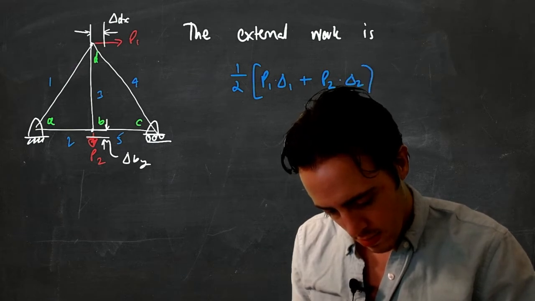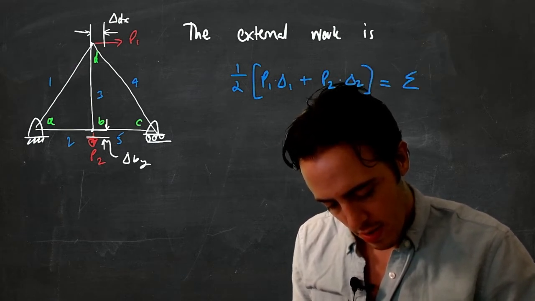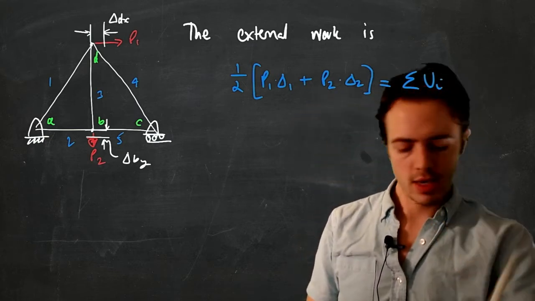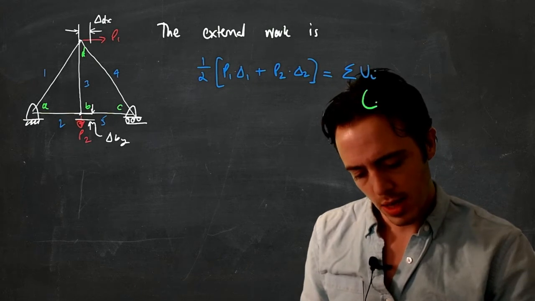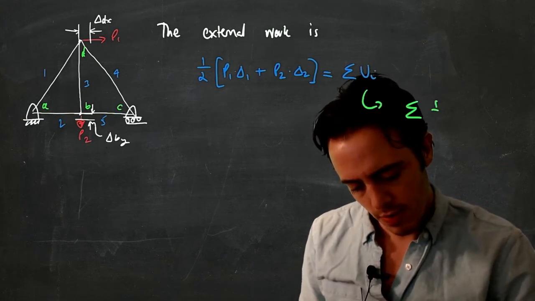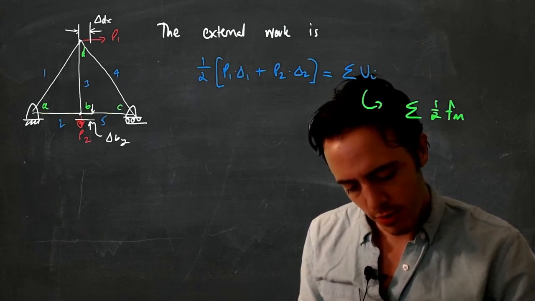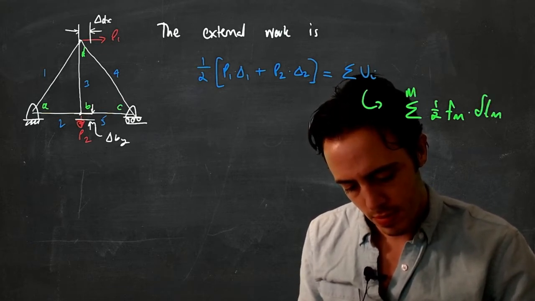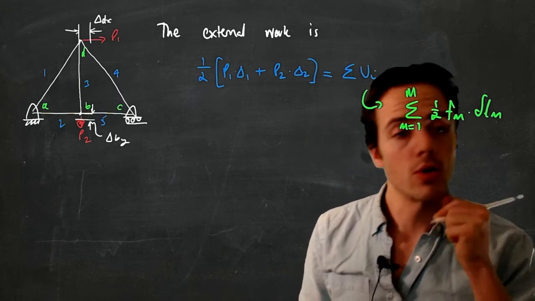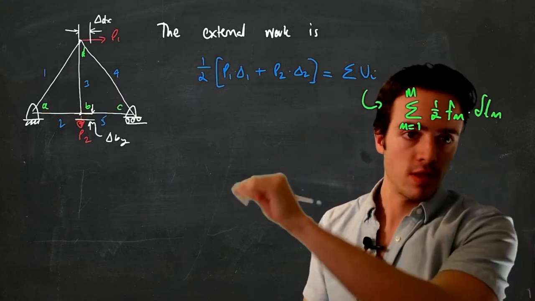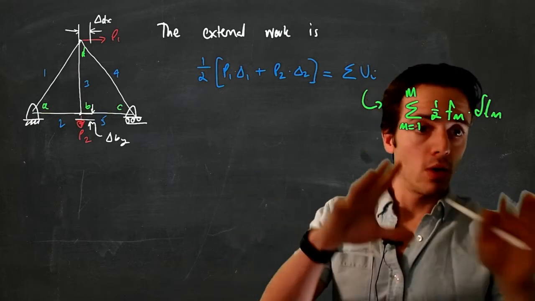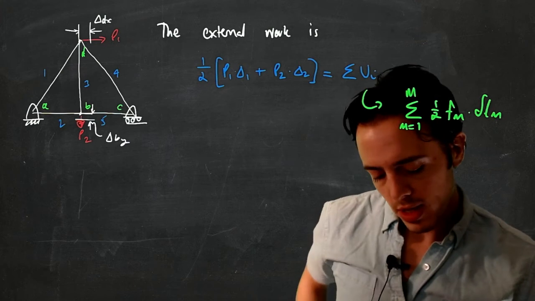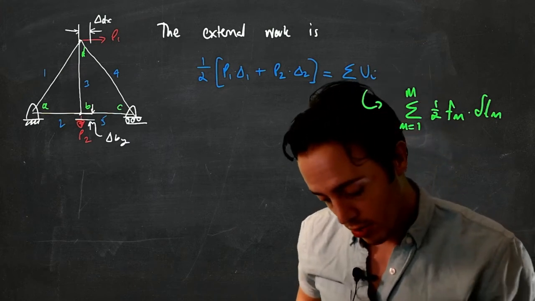And that's got to be equal to the sum of the internal energy. Now we could work this out. The internal energy, remember, is just going to be equal to the sum of half of every internal force multiplied by every extension of every member. So we could work all of these out. This would just be a function of these external forces, P1 and P2. And we could solve this, but because we've got two unknowns, we don't know the relationship between them. So the way that we solve this problem is through the application of virtual forces.